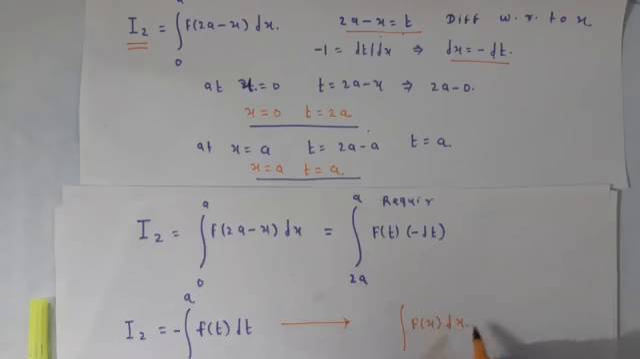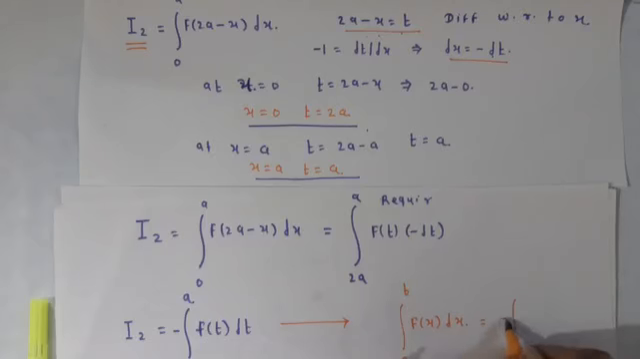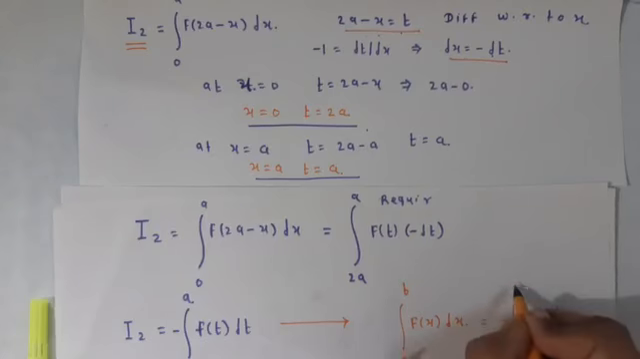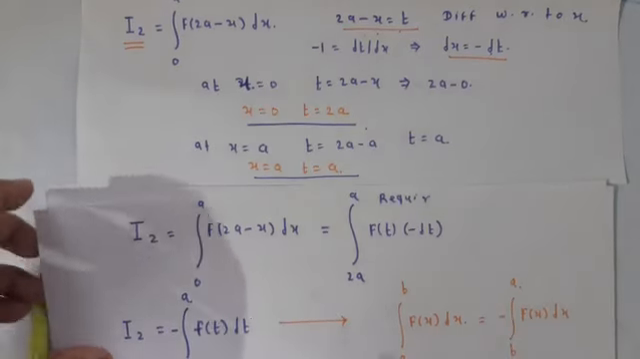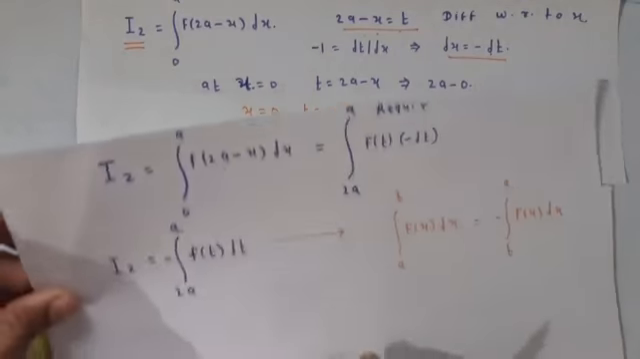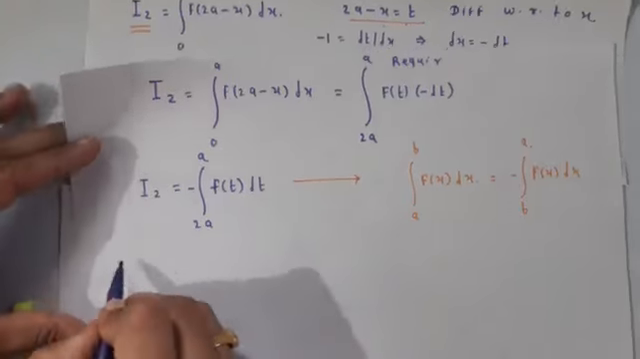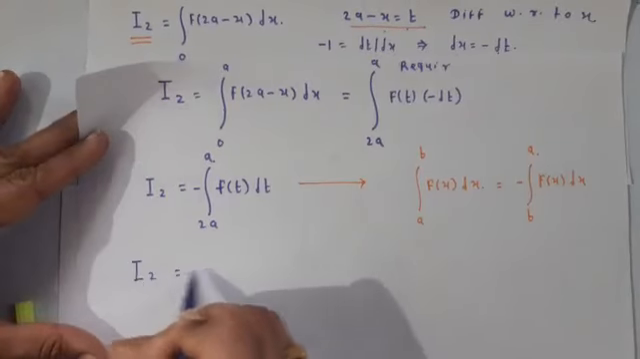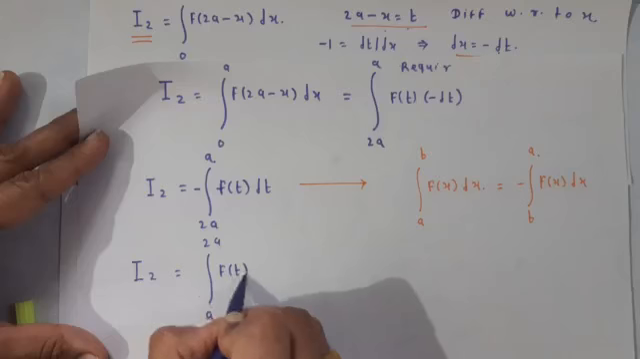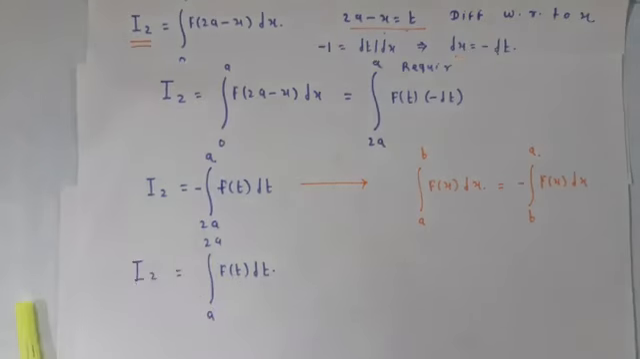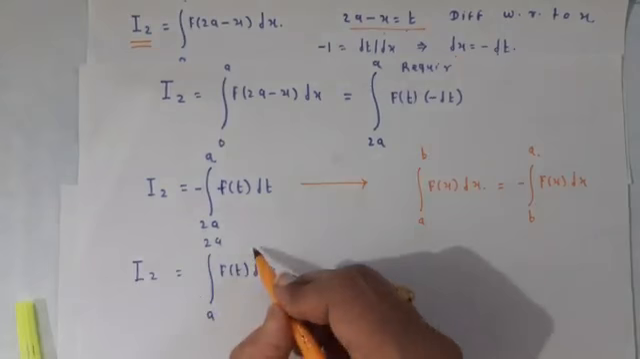Now by using the property that the integration of f of x dx from a to b is equal to minus the integration of f of x with respect to x after changing the limits of integration. According to this property, let us change the limits of integration, and therefore I2 equals the integration from a to 2a of f of t with respect to t.